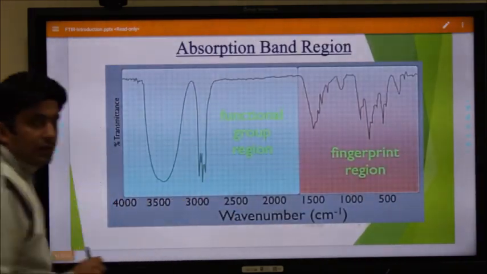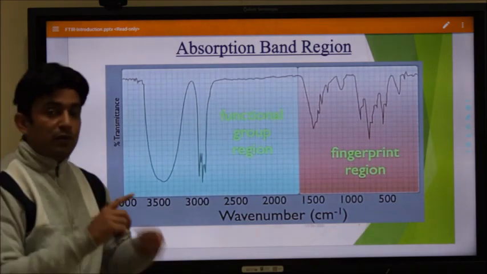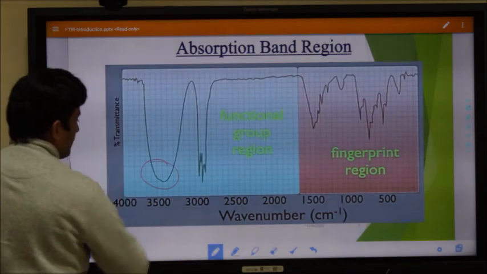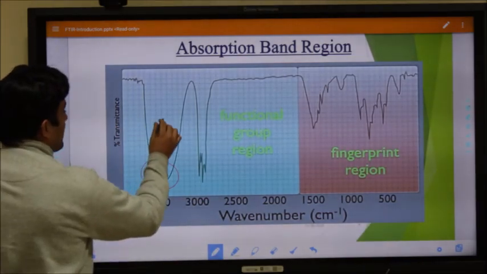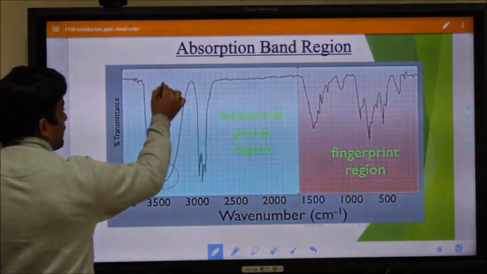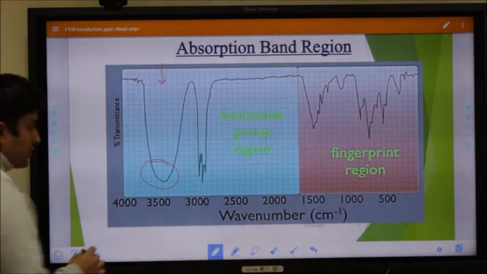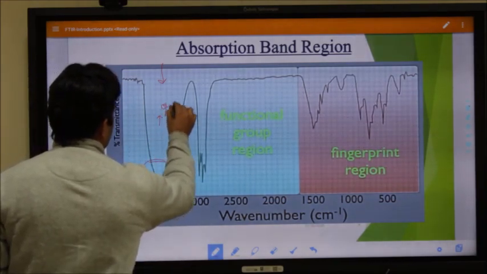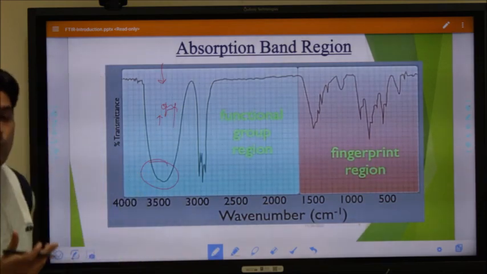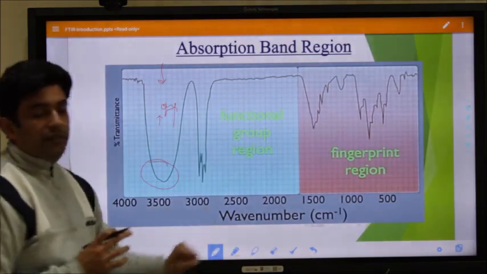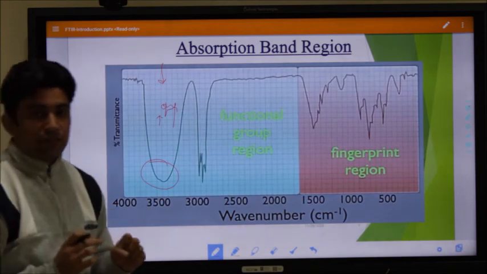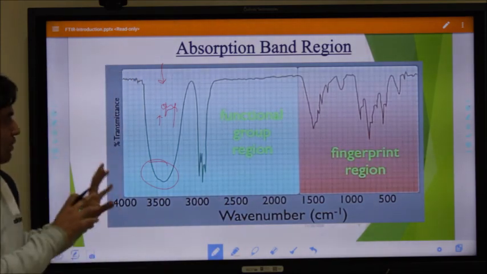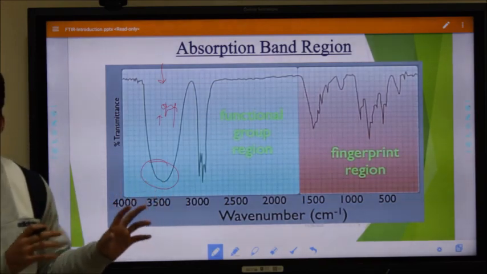I'll show you again. Like these peaks, when bonds vibrate, we will get peaks like these. Now you will be able to identify which functional group this peak is for: OH. So you will now be able to identify how we can study an FTIR graph. So this was all about FTIR, Fourier transform infrared spectroscopy.